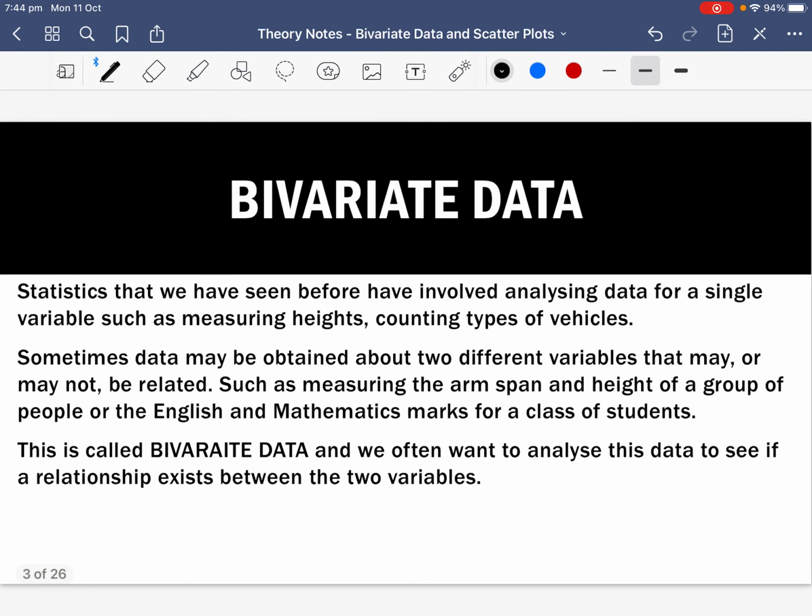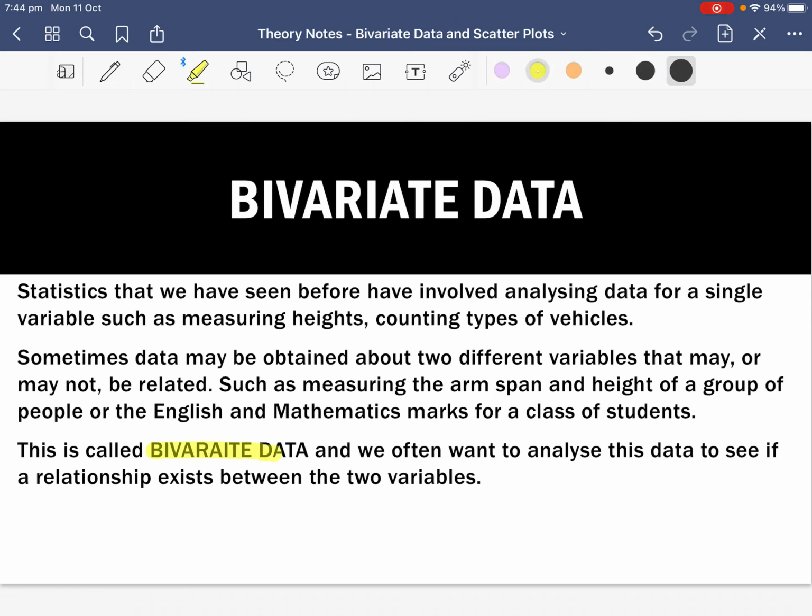So statistics that we have seen before have involved analysing data for a single variable, such as measuring heights, counting types of vehicles. Sometimes data may be obtained about two different variables that may or may not be related, such as measuring the arm span and the height of a group of people, or the English and math marks for a class of students. This is called bivariate data.